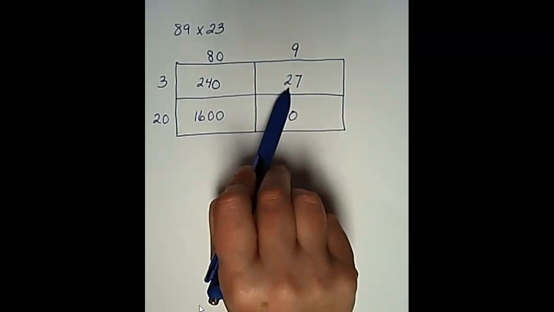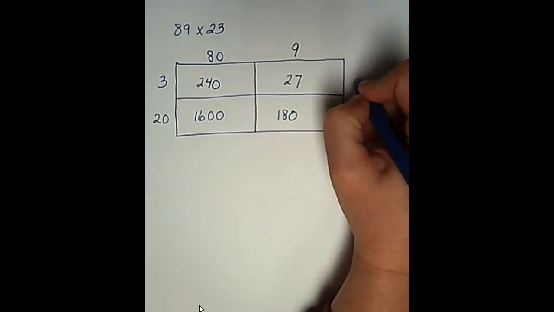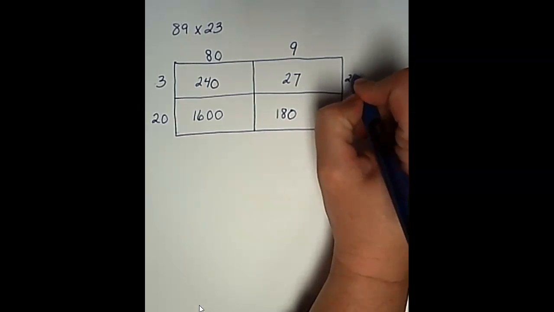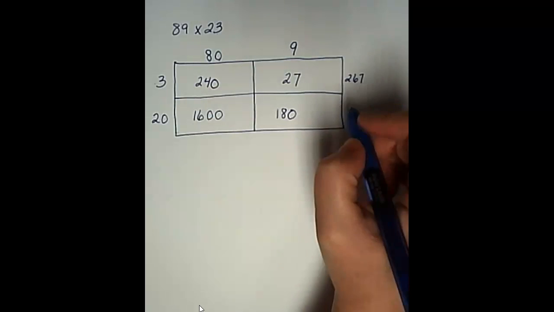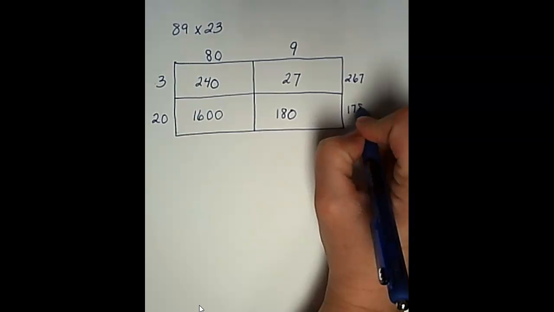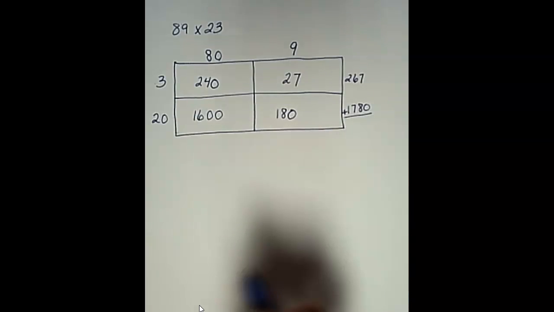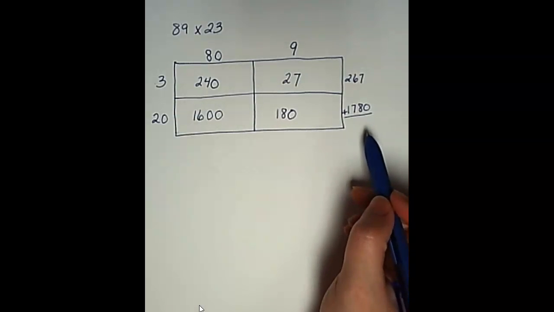So 240 plus 27 is 267, and 1600 plus 180 would be 1,780. And then if I add those together, I would come up with my answer.